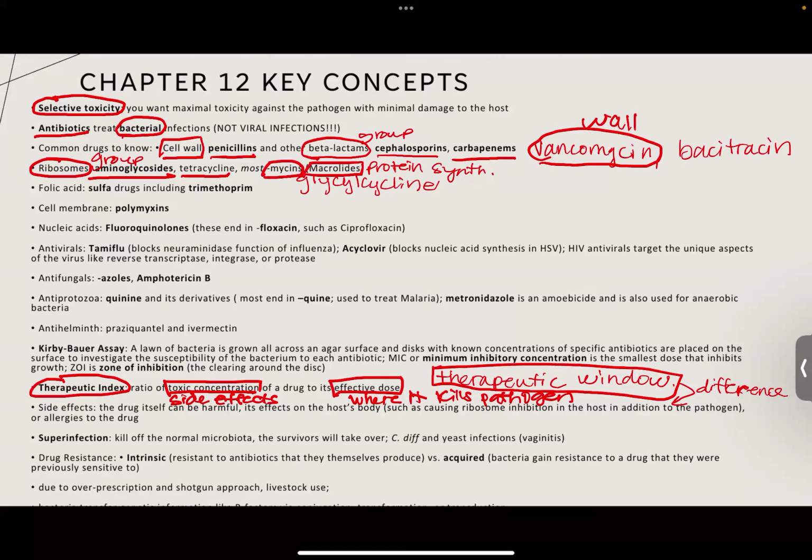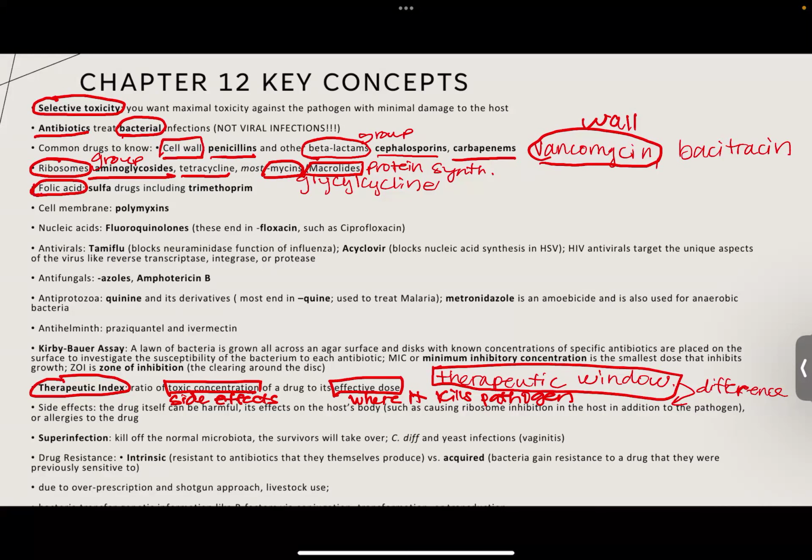And I won't ask you what the structure of macrolides are or anything like that, but many of our ribosome blocking guys fall into the macrolide category. So there's a category called aminoglycosides, a category called the macrolides, and then there's the cyclins. So we can kind of group it that way. And then mycins can kind of fall in any of those. Erythromycin, streptomycin, those are guys that would fall into that protein inhibiting category.